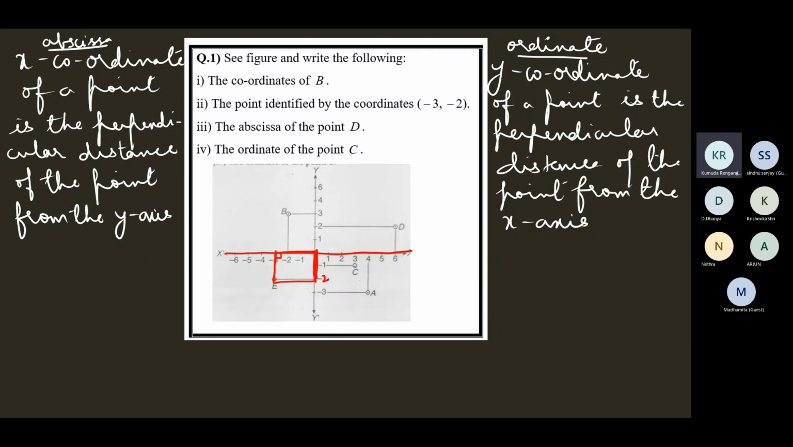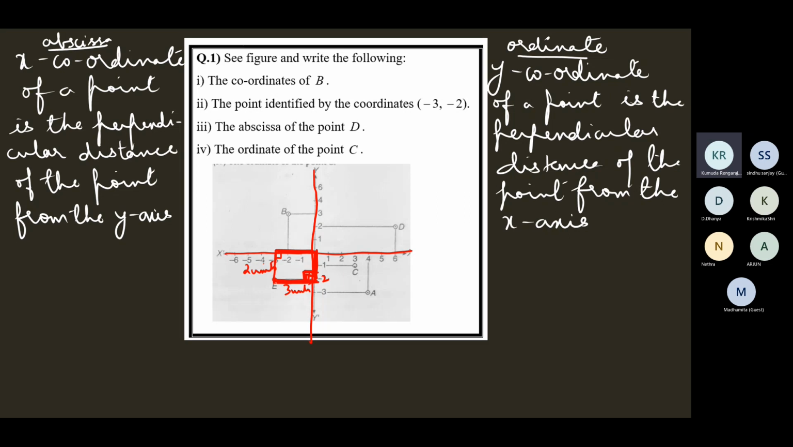Now let me write 2 units. What is this line segment? It represents the perpendicular distance of the point E from the y-axis. This is the y-axis. How much is this? It is the same as this one, 3 units, since opposite sides are equal. So this one is also 3 units.